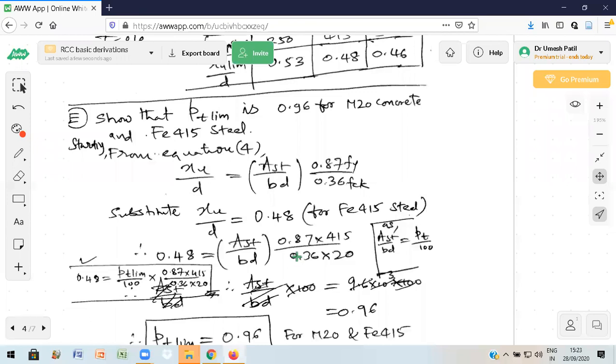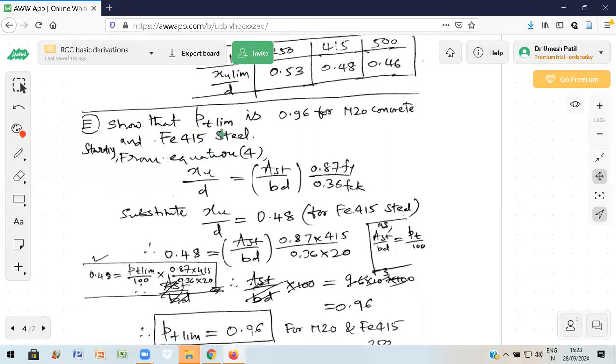Once they have asked in the question paper: show that pt limit is 0.96 for M20 concrete. Pt limit means the percentage of steel in a beam in which both steel and concrete will fail at a time. Now you have to be careful here. What is pt limit? Again, you are running out of time, and I think tomorrow only I'll finish it off. 9 minutes are there.